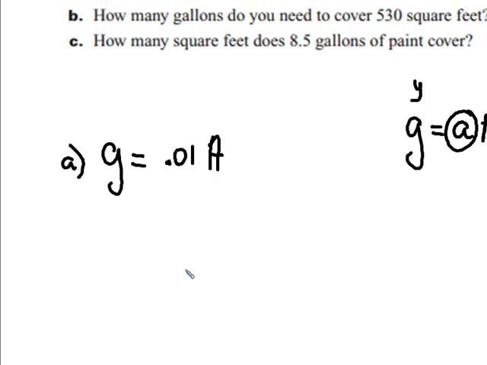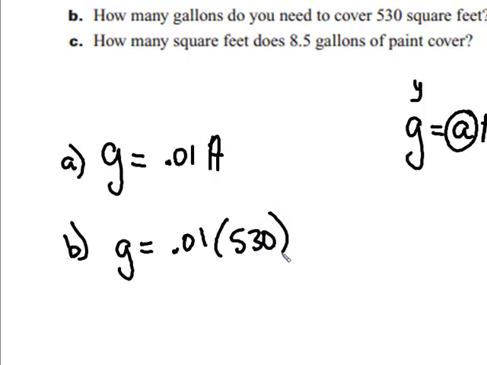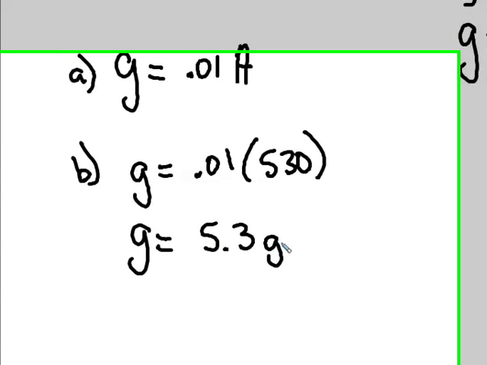Part B, how many gallons do you need to cover 530 square feet? Well, I'm going to put that in for the area. So if I take 530 times 1/100th, I'm going to need 5 3/10 gallons.